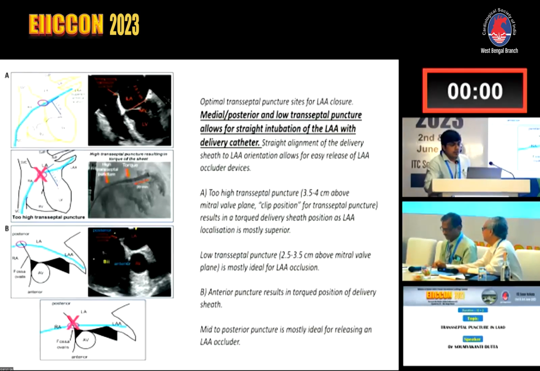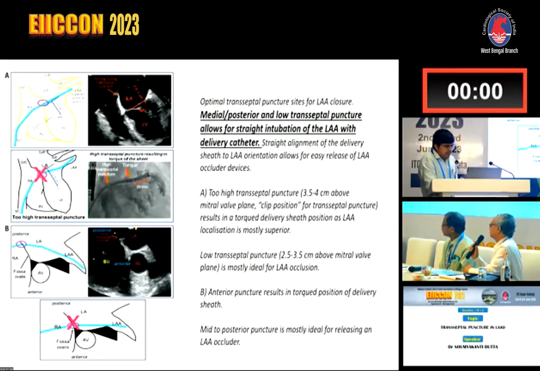So this is the slide which is showing the optimal transseptal puncture sites for left atrial appendage closure. The medial and posterior and the low transseptal puncture allows a straight approach to the left atrium. If we do it too high, the transseptal puncture is more than 3.5 to 4 centimeters above the mitral valve plane.